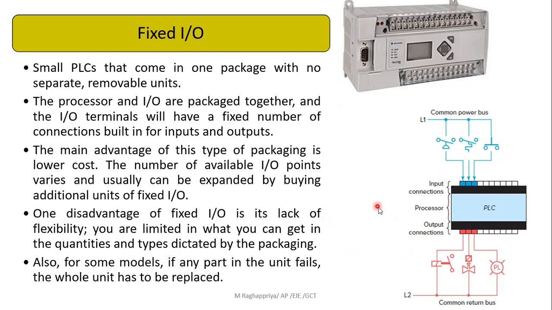So look at this here. This is the PLC. Here are the input terminals, and here are the output terminals. The input devices are connected to the input terminals, and inside this packaging itself there is an isolation between the input and the processor part. Similarly at the output side, between the processor and output you have an optical isolation. So here are the terminals of the output. To these terminals the output devices are connected. So this is fixed IO.